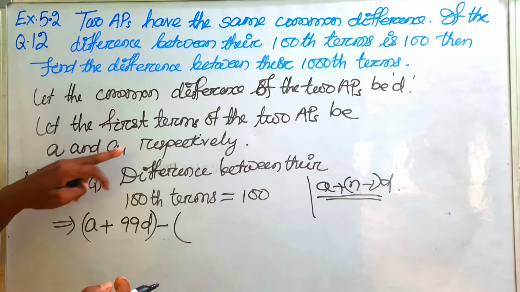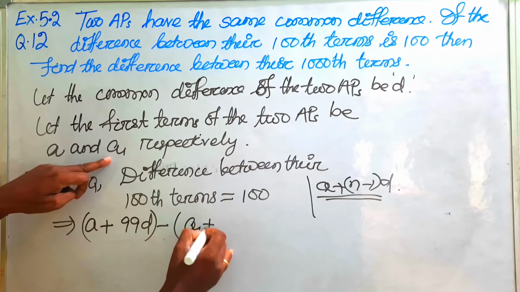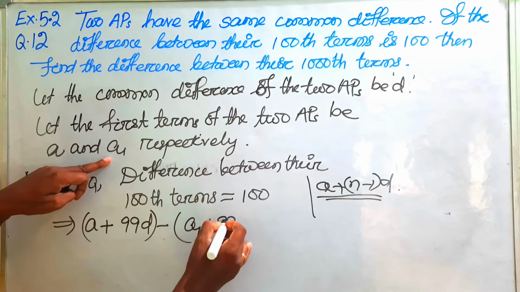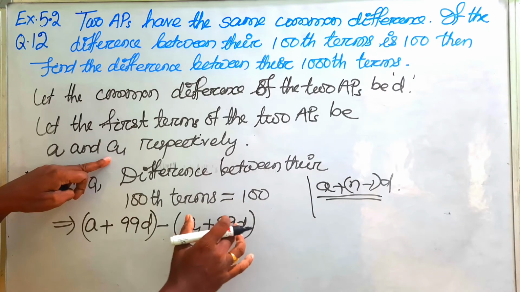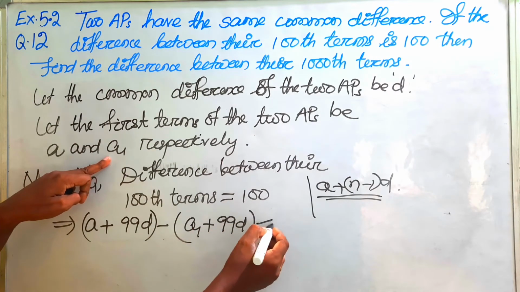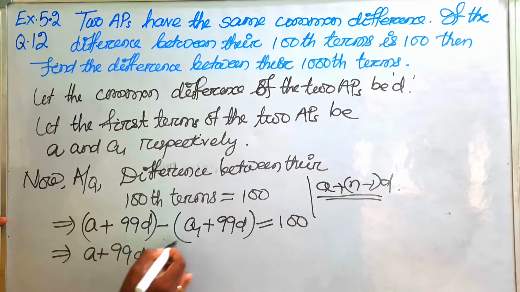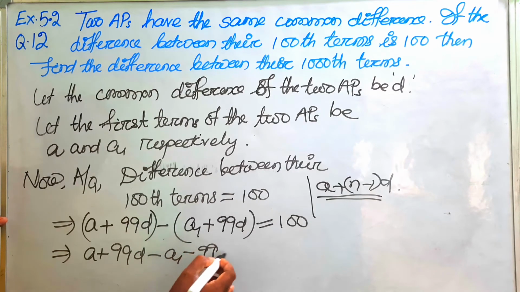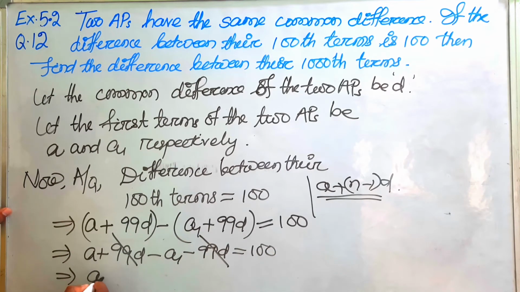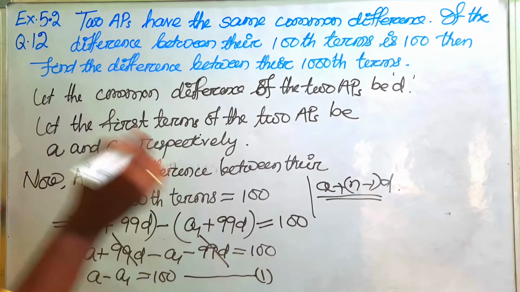In the second AP, the first term is A1, so you write A1 plus 100 minus 1, that is 99D, because the common difference is the same. Their difference is 100. Then open the bracket: A plus 99D, minus A1 minus 99D, is equal to 100. Now plus 99D minus 99D will be cancelled. So we get A minus A1 is equal to 100. Give it equation 1.